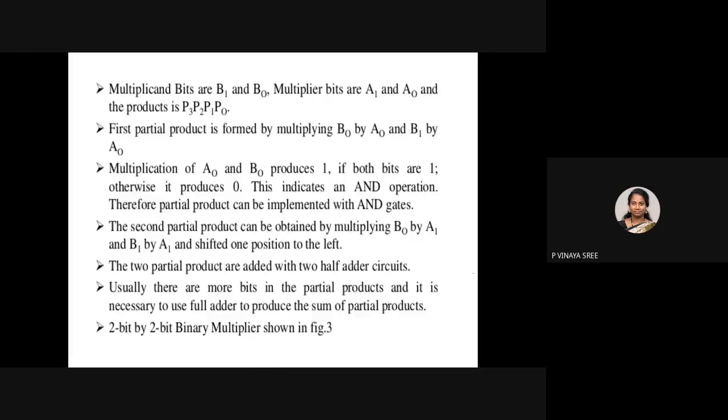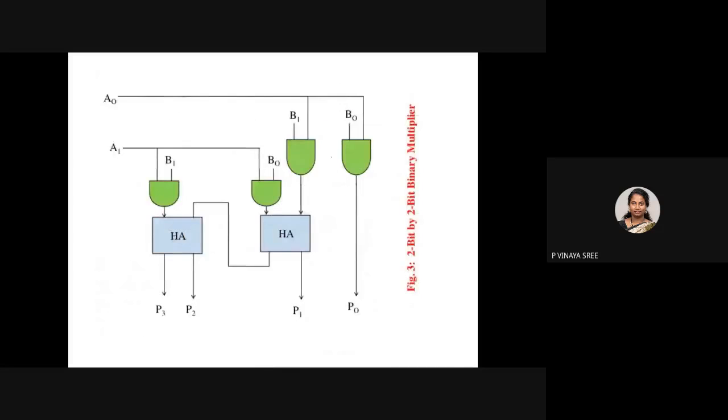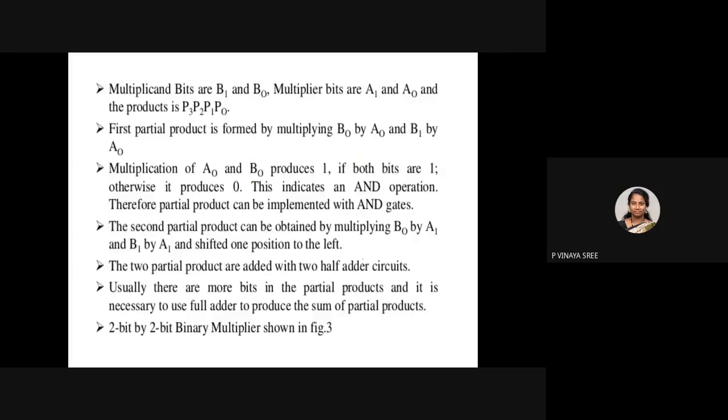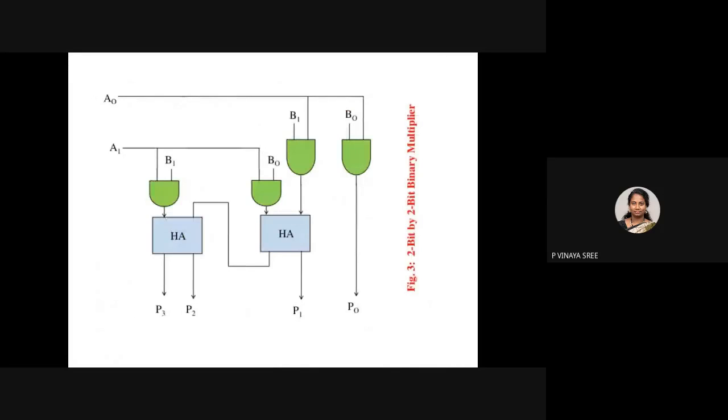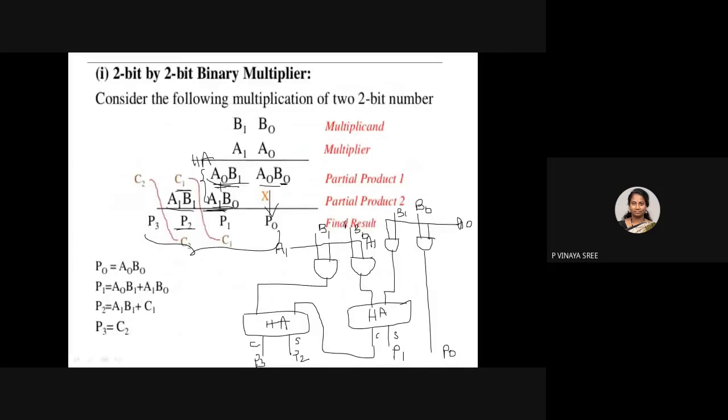See here, is this the same diagram? Yes. Okay, so what we have done: we have considered A0, B0, B1, two AND gates, and one AND gate. The first AND gate we are directly giving as P0. Next, two AND gates, this and this AND gate.